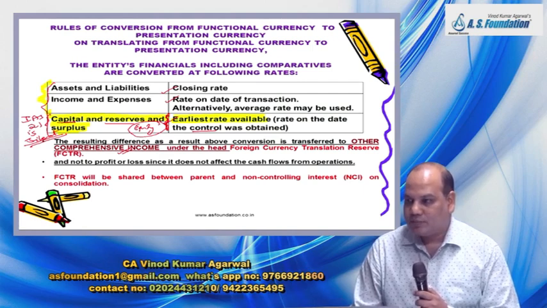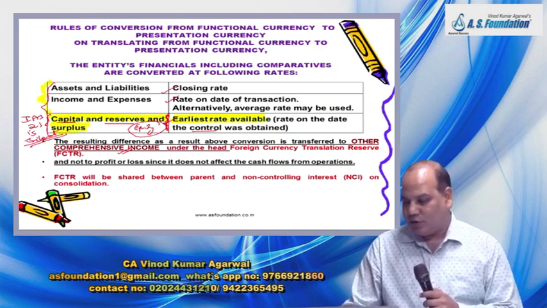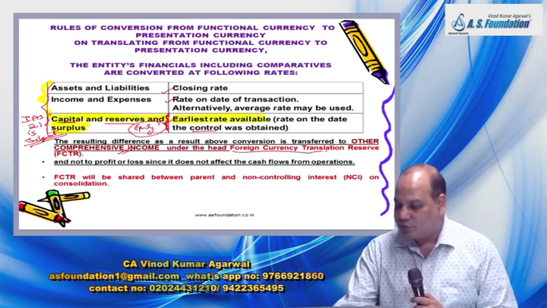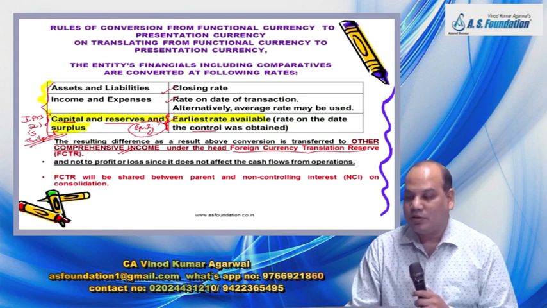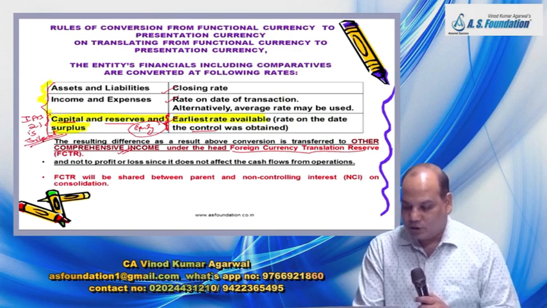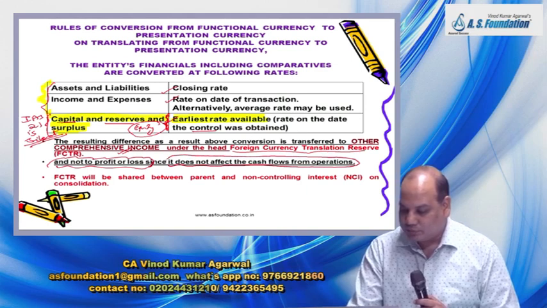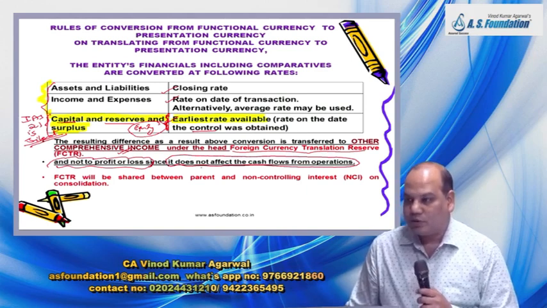When you convert from functional currency to presentation currency, the exchange difference will be transferred to OCI, and you can give it a name of your choice. Let us call it foreign currency translation reserve. Then the question is, why not in P&L account? The answer is that it is not recorded in P&L account because it does not affect the cash flow from operations. It is just a book entry, just an accounting adjustment. It does not affect how your cash flow from operations are generated.